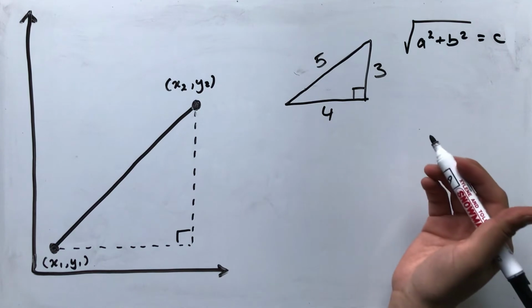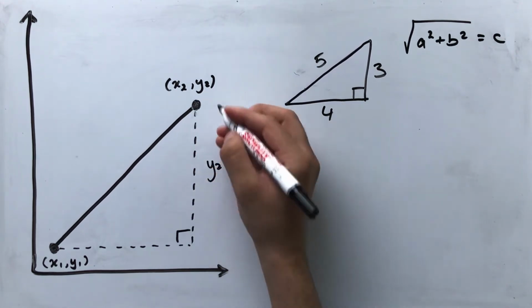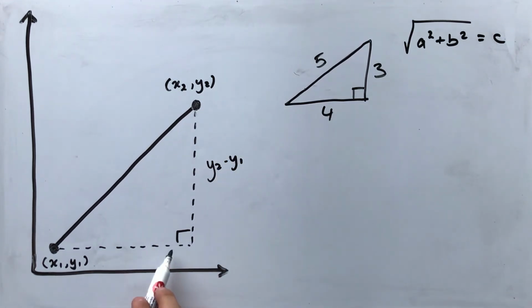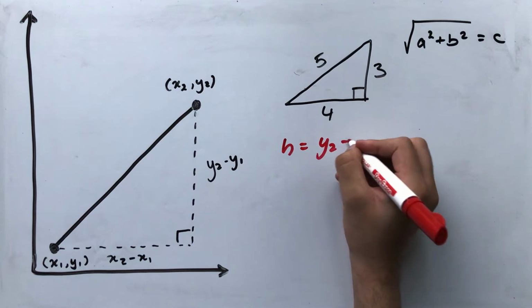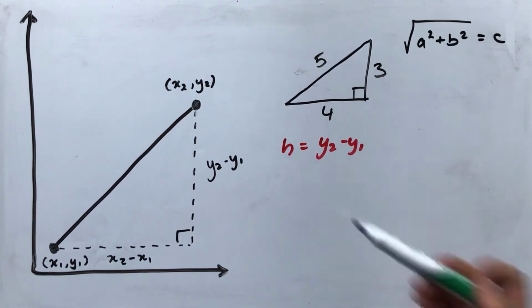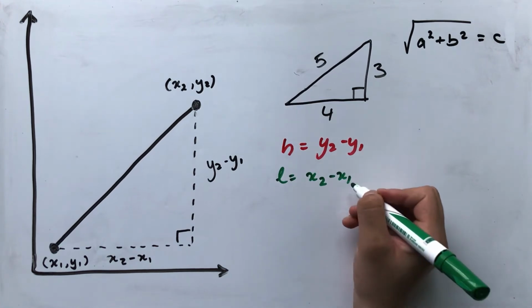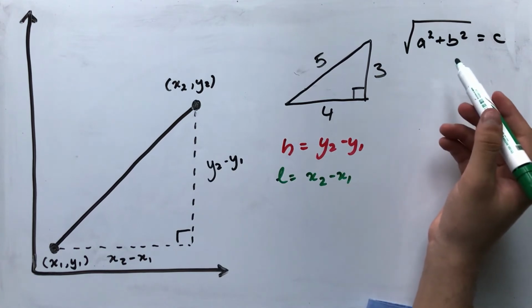Similar to how we found gradient, we can say that this length, this height over here, is y2 minus y1. And we can say that the length of this bottom part of this line is x2 minus x1. So with this information, we know that the height of this line is equal to y2 minus y1, and the length of this line is equal to x2 minus x1. And now all we have to do to find the length of this line is apply it to Pythagoras' theorem, right?